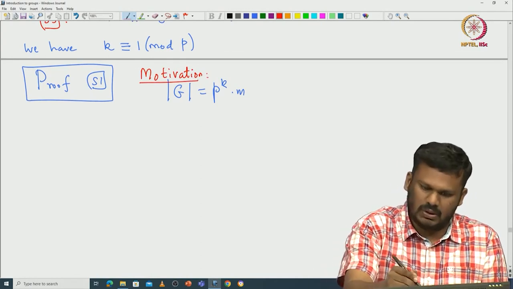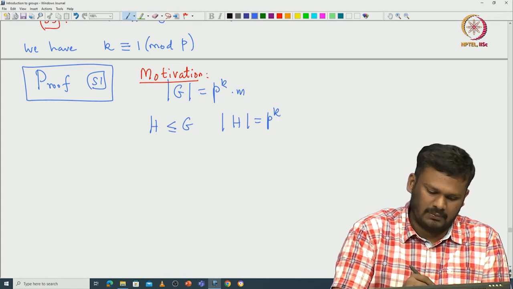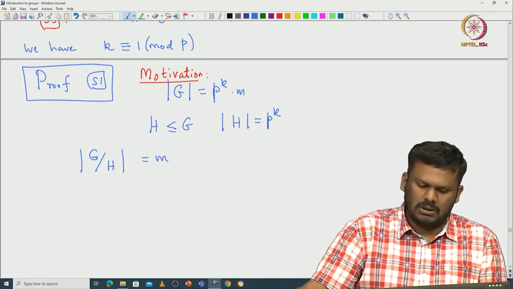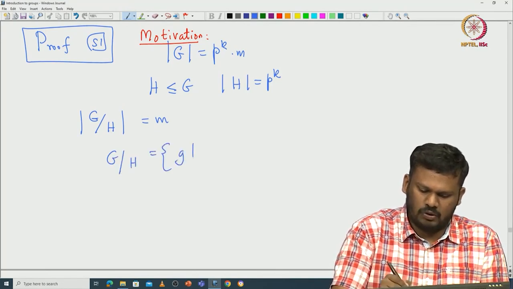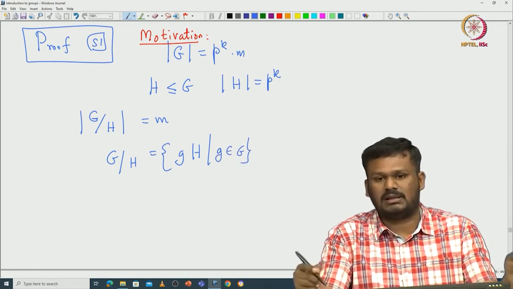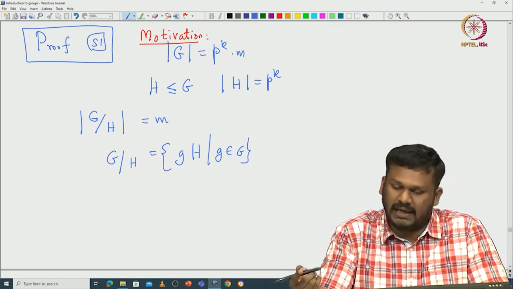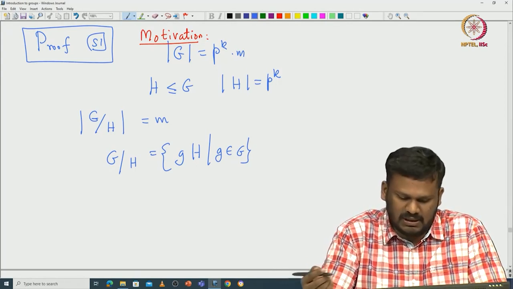In case you have H, a subgroup of G such that the cardinality of H is p power k, then from Lagrange's theorem it is immediate that the cardinality of G mod H is exactly m. G mod H is all possible left cosets of H. If you take all these left cosets, they all have the same cardinality as H. So G is naturally acting on G mod H. It is an invariant subset.